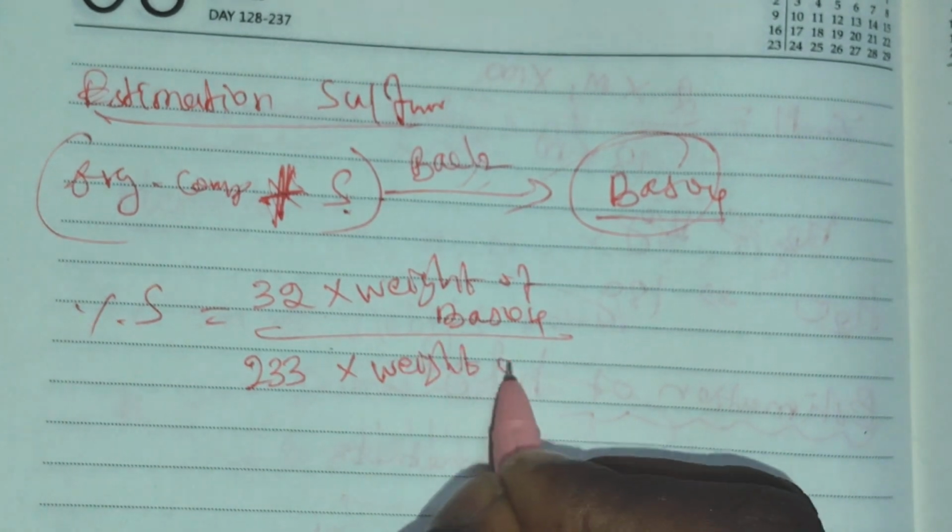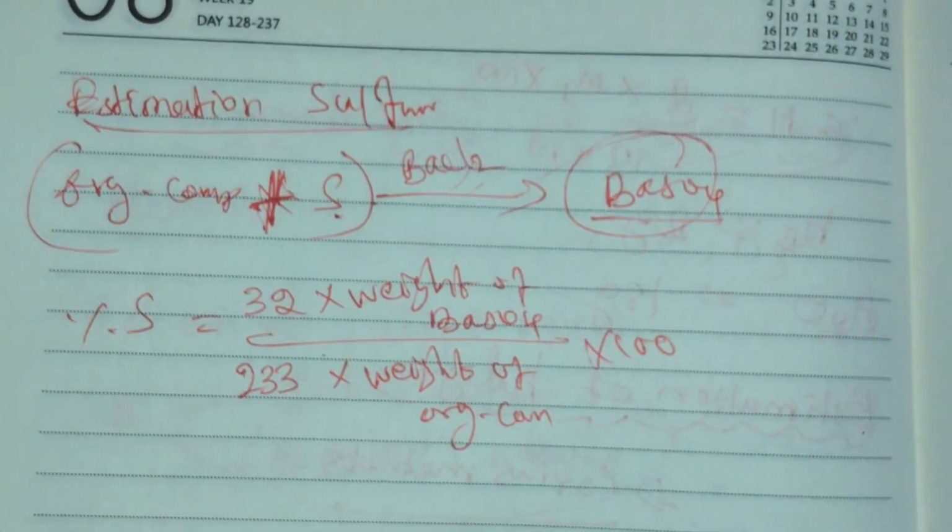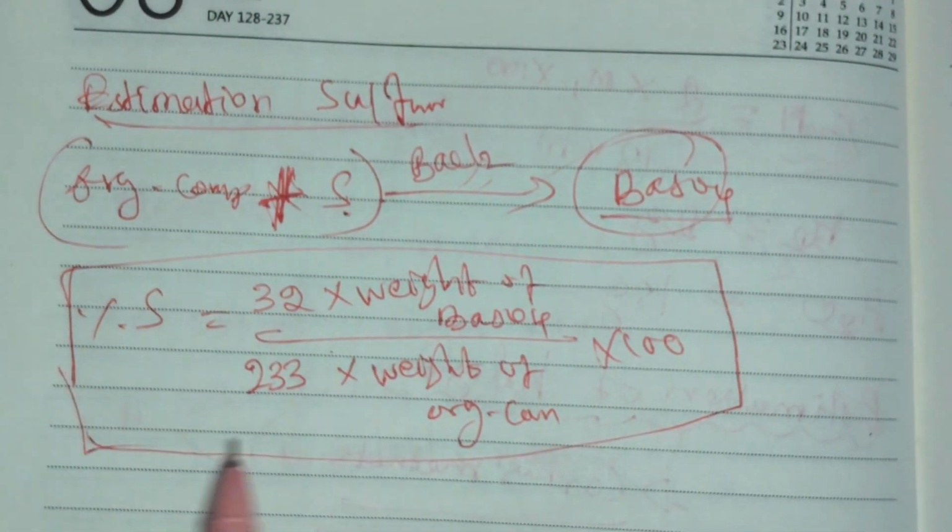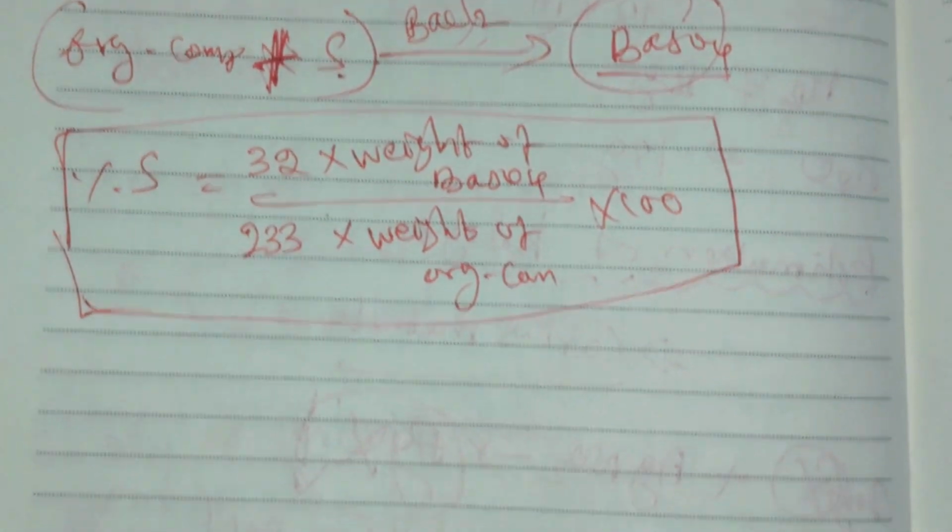Okay, the weight of the organic compound into 100. So this formula gives the percentage of sulfur. Then next, the estimation of phosphorus.